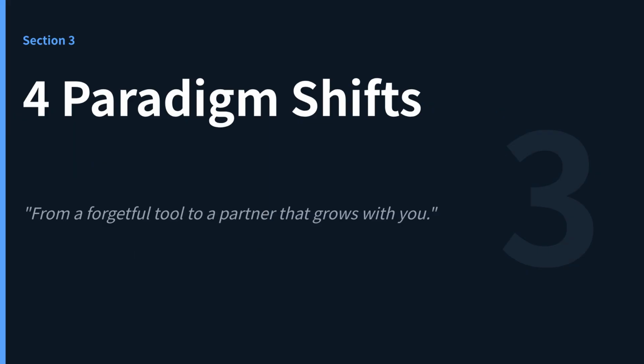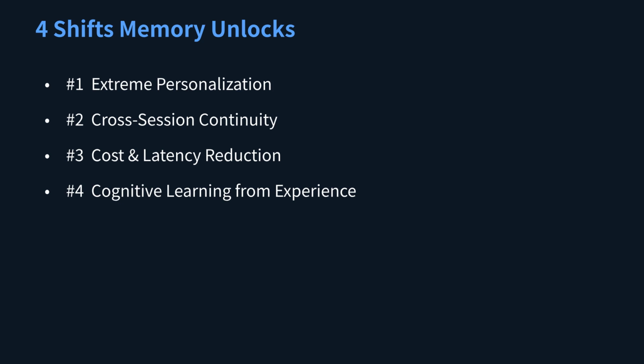When you give an AI agent proper persistent memory, 4 massive changes happen. These are not small improvements.